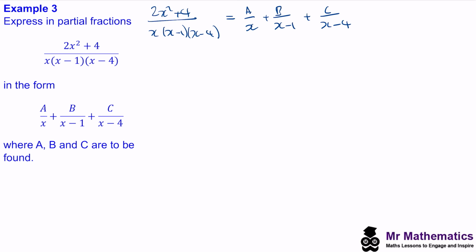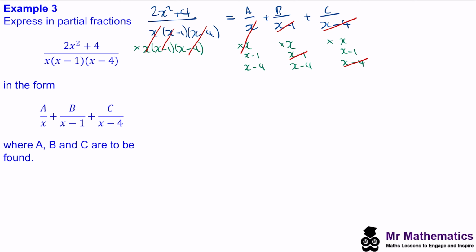And now we need to multiply both sides of the equation by x times x minus 1 times x minus 4. So these terms on the left-hand side will cancel. This x will cancel with this x. This x take away 1 will cancel with this 1. And this x take away 4 will cancel with this 1. So now we get 2x squared plus 4 is equal to a multiplied by x minus 1 and x minus 4 plus b lots of x and x minus 4 plus c lots of x and x minus 1.